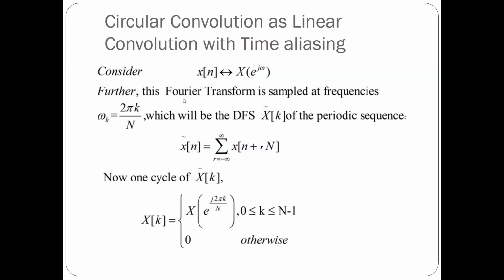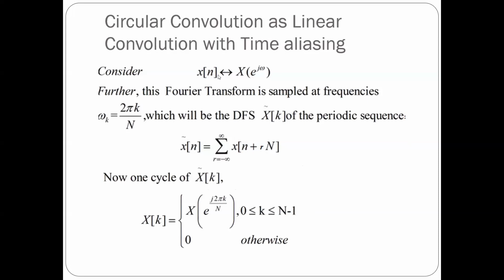I'll go back to the PowerPoint presentation again. So this I can call as X tilde of k. And now X tilde of k, since it is periodic, you can assume to be the discrete Fourier series of the periodic sequence X tilde of n, where X tilde of n is equal to sigma r equal to minus infinity to plus infinity, X of n plus rN. You could also write this as X of n minus rN.